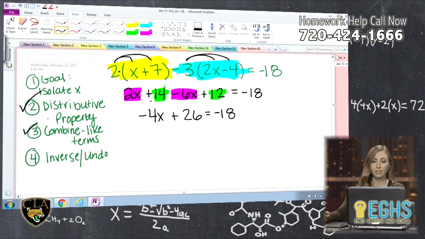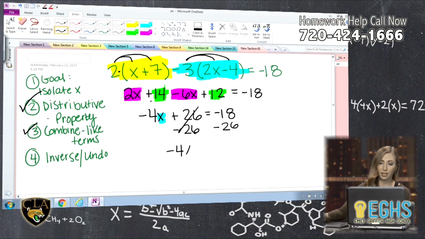and undoing. So you notice my variable here, this x, has some multiplication. He's being multiplied by negative 4, and 26 is being added to it. So we're going to inverse those by subtracting 26 from both sides to start with. And that gets rid of that, and I have negative 4x. And then over here, I have negative 44.